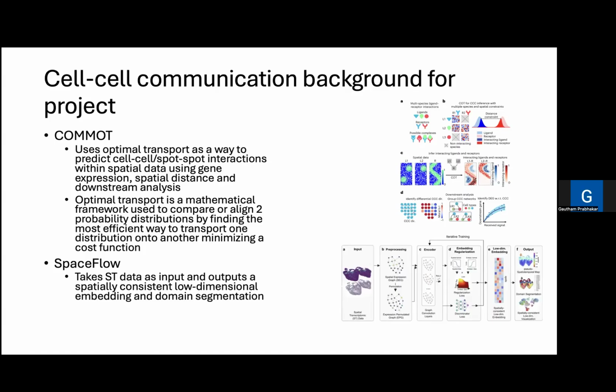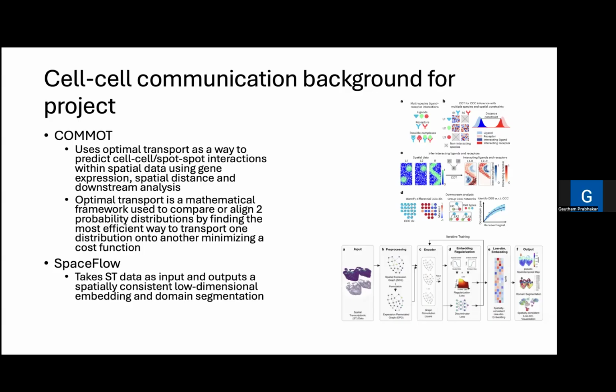For a little background on optimal transport, it's a mathematical framework used to align two probability distribution functions. Ligand A is expressed at this level, and it has this probability of sending out the ligand. That's one probability function. The other would be that this cell receives that ligand at this probability, and you align those and use that to find the most effective way to transport one distribution into another. So that's one thing that we use as input.